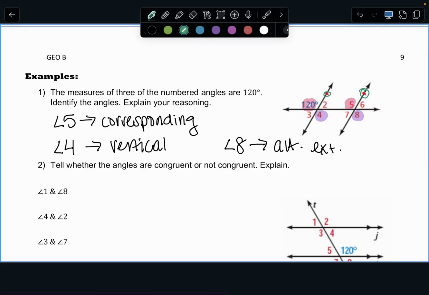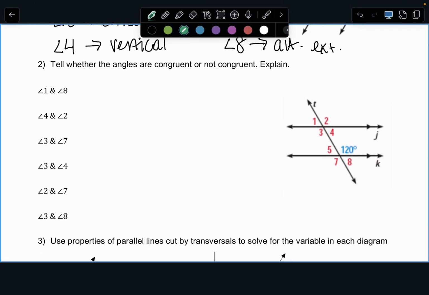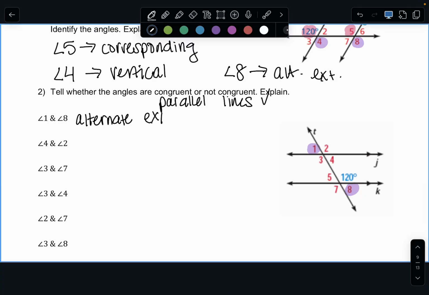Okay, let's do another one. It says, tell whether the angles are congruent or not congruent. First step, do we have parallel lines? Yeah. Good. So we are good to go in using all of these theorems about congruence. Let's look at angle 1 and angle 8. What's their relationship? What's the name? Alternate exterior. And since our lines are parallel and they are alternate exterior angles, are they congruent or supplementary? Congruent. Boom.